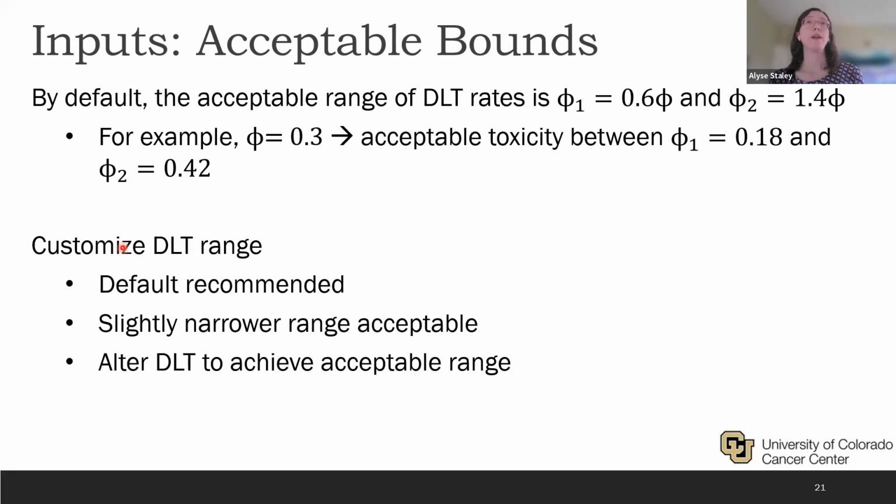By default, the acceptable range of DLT rates is calculated by multiplying the target DLT rate by 0.6 and 1.4. For example, at our target DLT rate of 0.3, we could calculate our Phi1 value as 0.6 times 0.3 equals 0.18, and similarly, Phi2 equals 0.42 by multiplying 1.4 times 0.3.